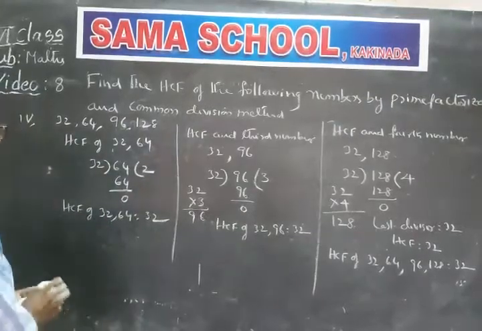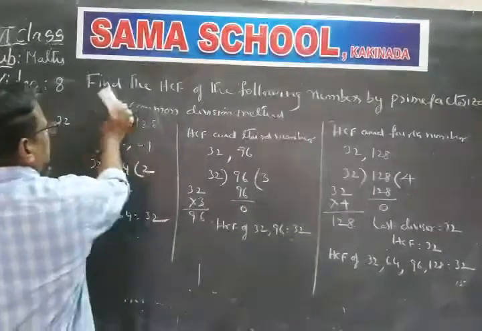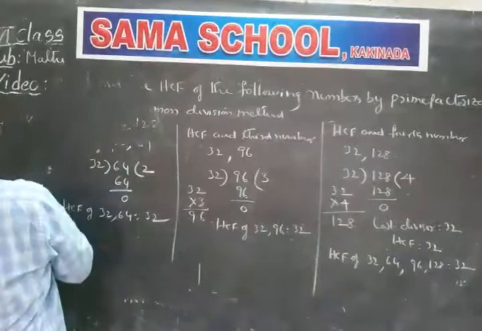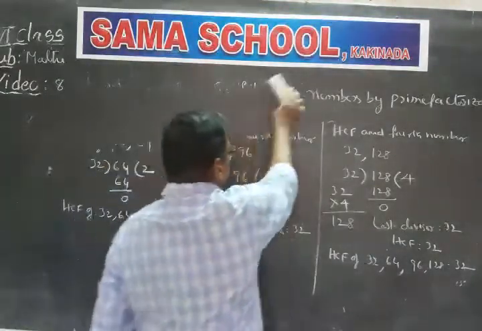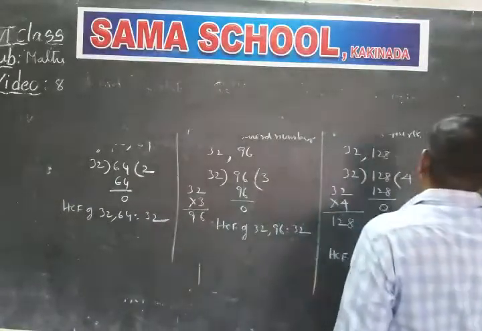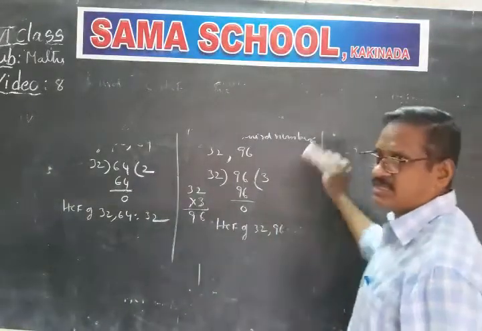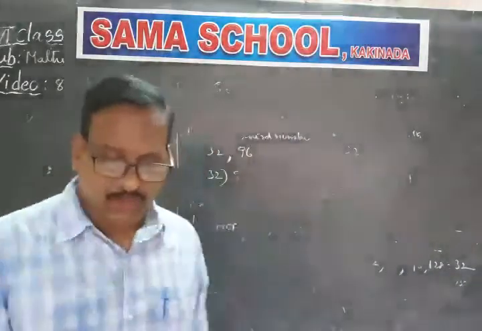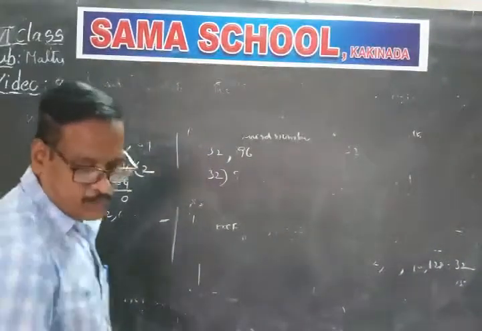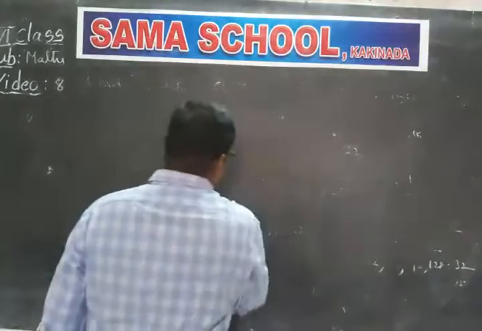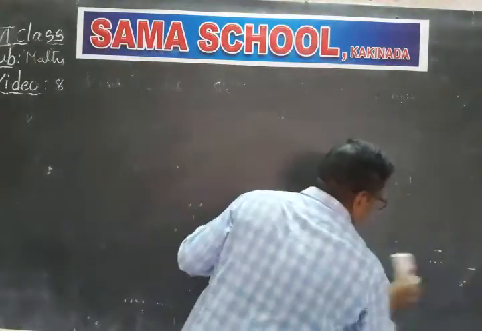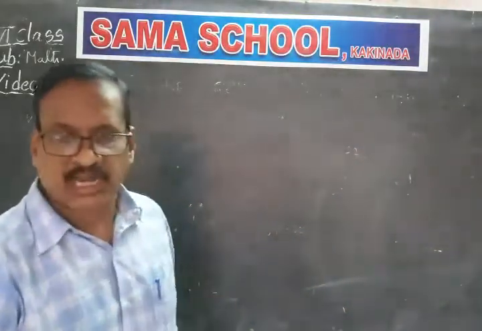Now the division method and the prime factorization method to find the HCF are completed. Now how to find the LCM? Today we explained the two methods to find the HCF, by prime factorization method and division method. In the next class let us explain the LCM.